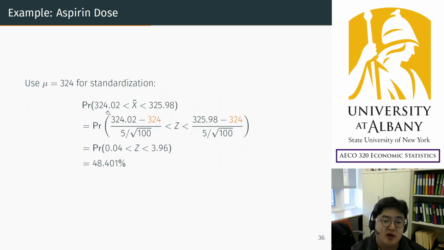This is how you do it. We are calculating this probability, okay? But we know our assumption is 324, which will be used as the mean. So subtract the assumed truth, and the denominator is the standard error, right? Standard errors are here. And then if you calculate this, you get these numbers.